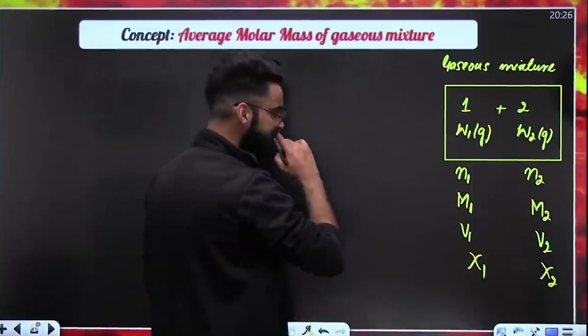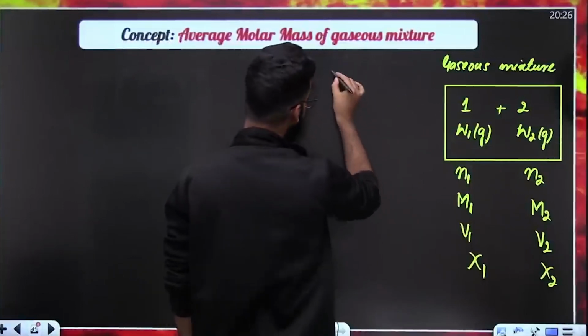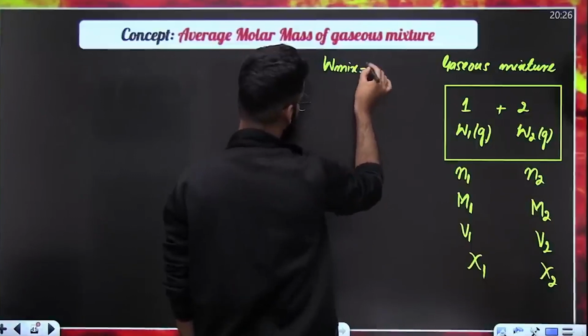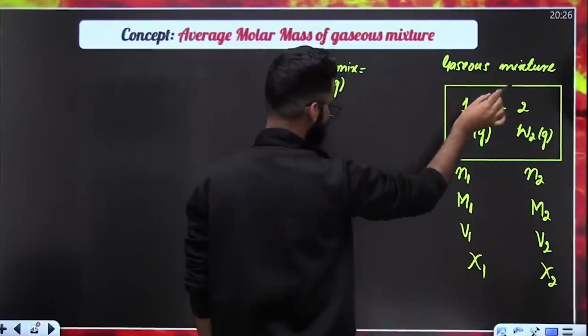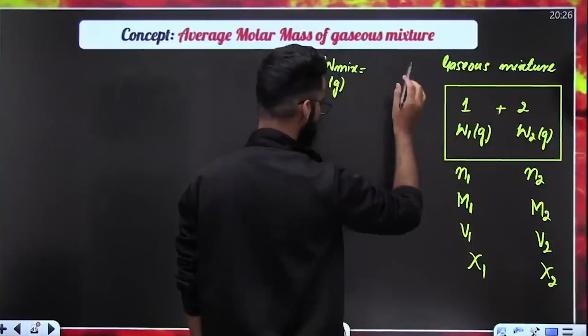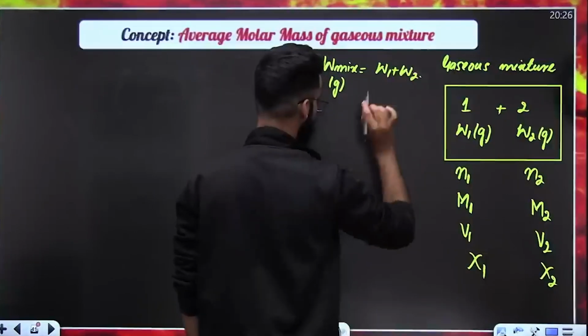Right? So dear students, if I ask you, what about the mass of the gaseous mixture in grams? The gaseous mixture contains gas 1 and gas 2. Mass of gas 1 in the container, it's W1. Mass of gas 2 in the container, that's W2. So W1 plus W2 gives me the mass of the gaseous mixture.